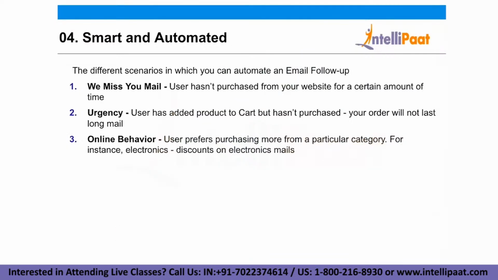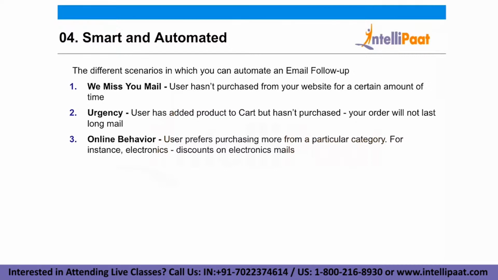The different scenarios in which you can automate email follow-up, right? One is like the example that I gave, that the user hasn't purchased from the website for a certain amount of time, and you set a drip in such a way that after 24 hours an email goes to the customer, right? And then you can also create urgency. If a user has added something to the cart, you can send a mail saying, here is an exclusive offer for you that expires in 24 hours, right? So that you create an urgency over there.